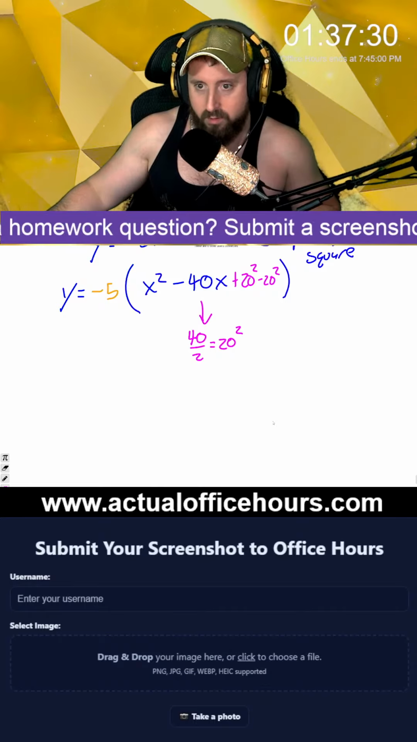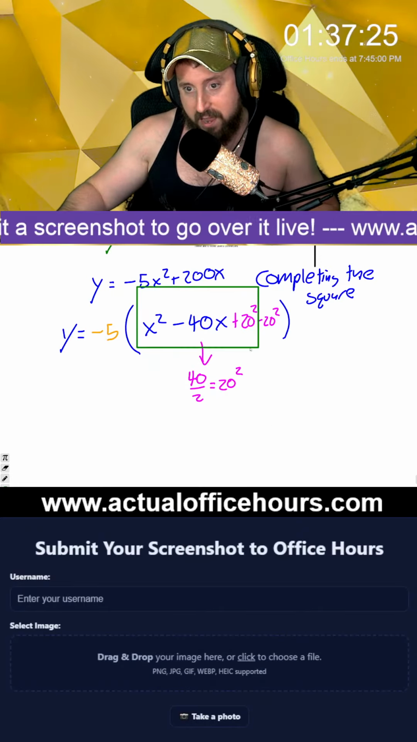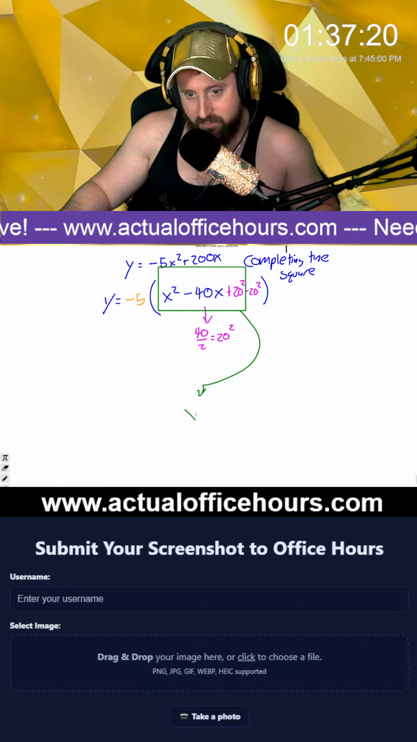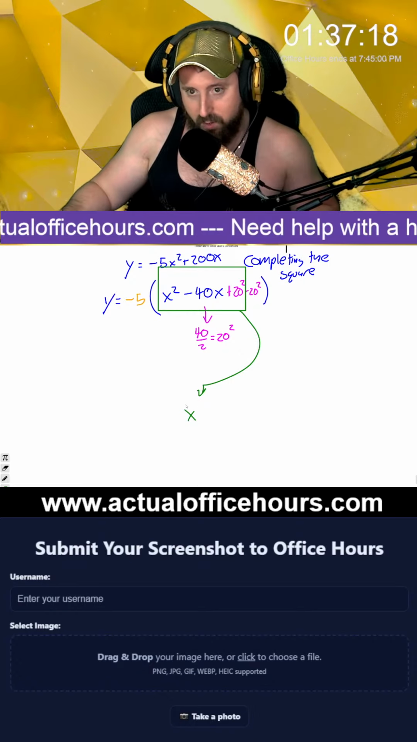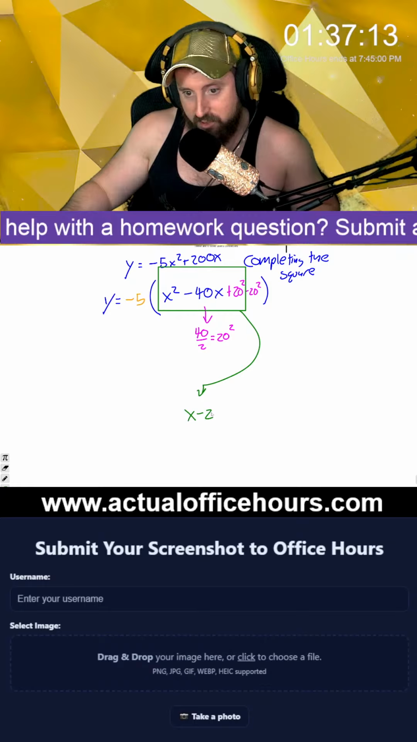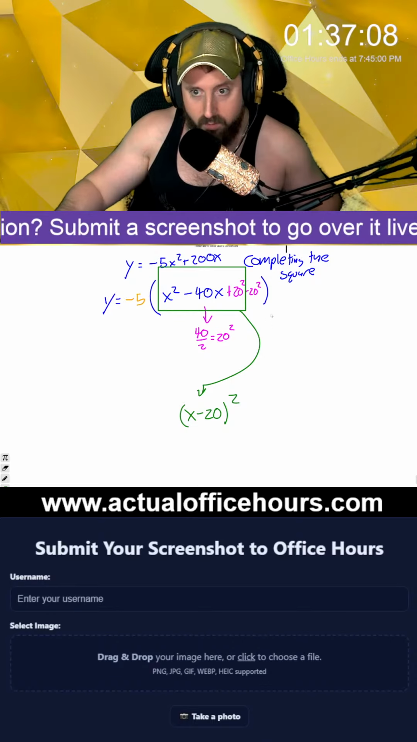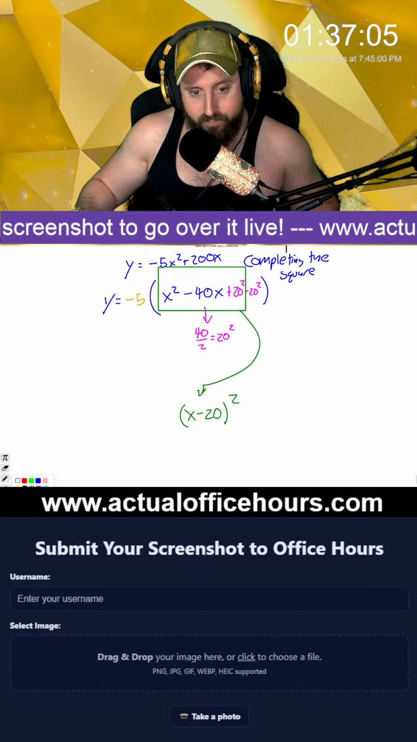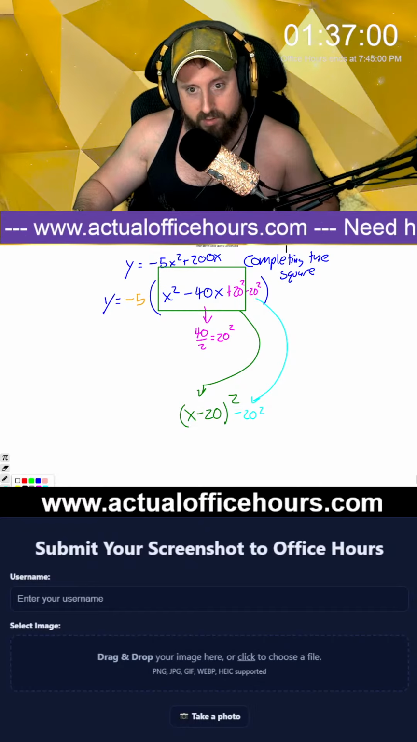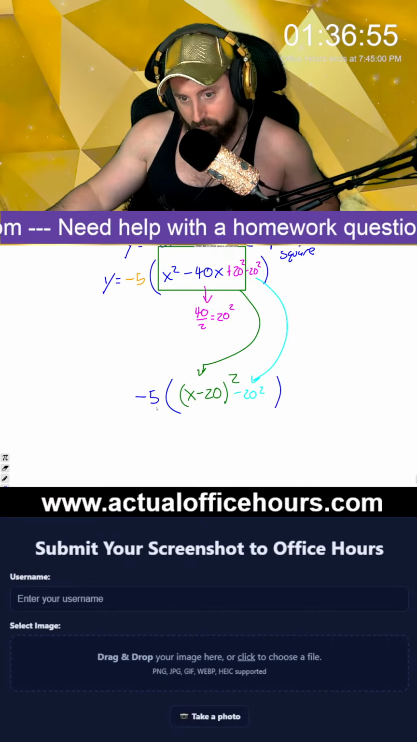It doesn't do anything. Now what's cool is that this thing here is now a perfect square trinomial. That's by definition, by design of completing the square. This will always turn out to be x minus, plus or minus, depends on this, whatever this is, squared. So it's x minus 20, all of that squared. But then don't forget, we still have the minus 20 squared here. So this minus 20 squared comes down, so say minus 20 squared. And then all of this is still enclosed with the negative 5 out front, okay?